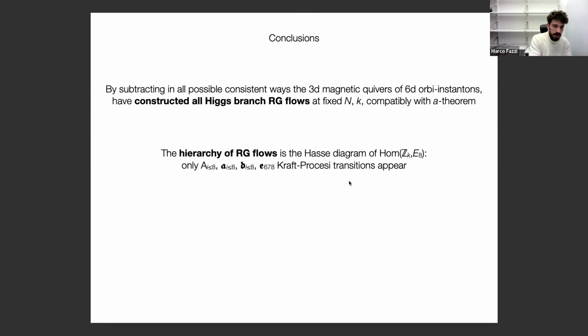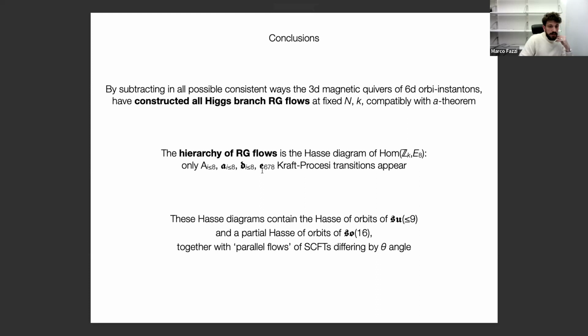And as you've seen, as I hope you were able to see from the pictures, only big A, little d, and little e Kraft-Procesi transitions appear in these Hasses. Okay. Then, as I showed, the Hasse diagrams contain the Hasse of orbits of SU(9). They may also contain, even though I've not explained this, a partial Hasse diagram of orbits of SU(16). And also, we've seen this parallel flows structure of SCFTs that differ by theta angle.